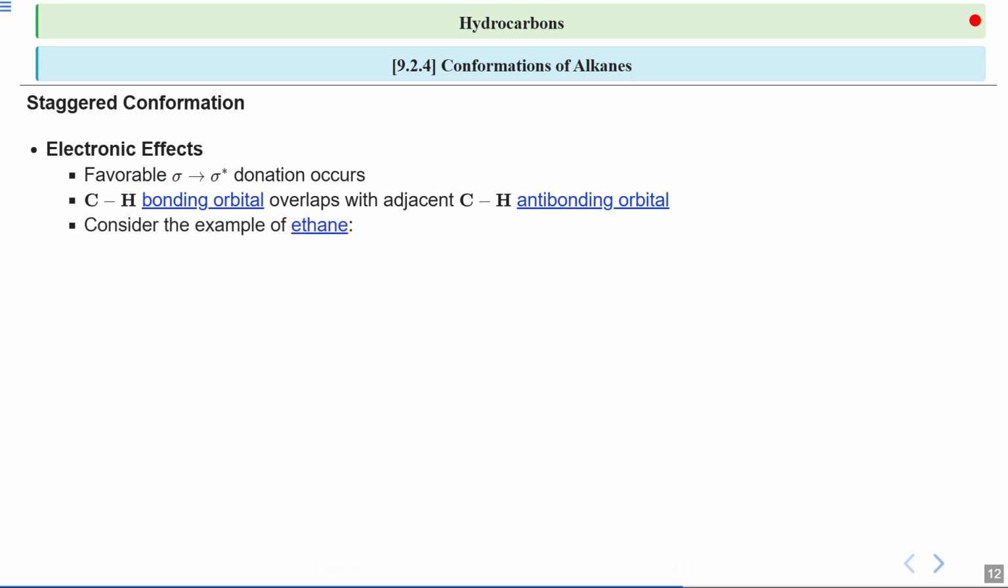Consider the example of ethane. Ethane is a simple hydrocarbon that helps us visualize the staggered conformation. We now see an image that shows the staggered conformation of ethane. You can see that the bonding orbital of C-H is available to overlap with the anti-bonding orbital of C-H, right? If this is the bonding one, then in the opposite part, the smaller orbital formed is the anti-bonding one. We have seen this in the case of chemical bonding, right?